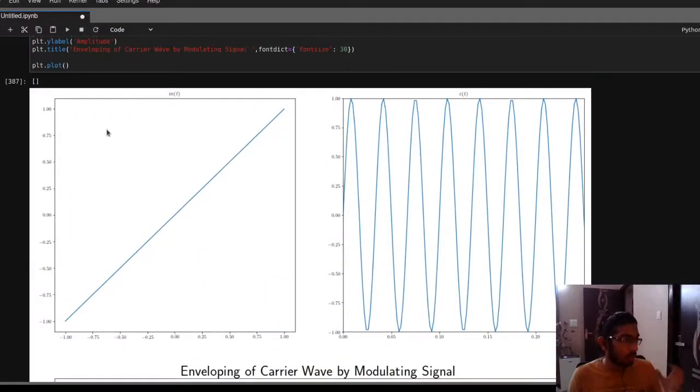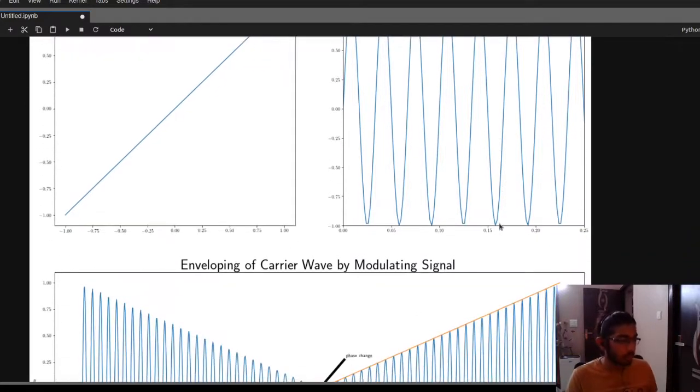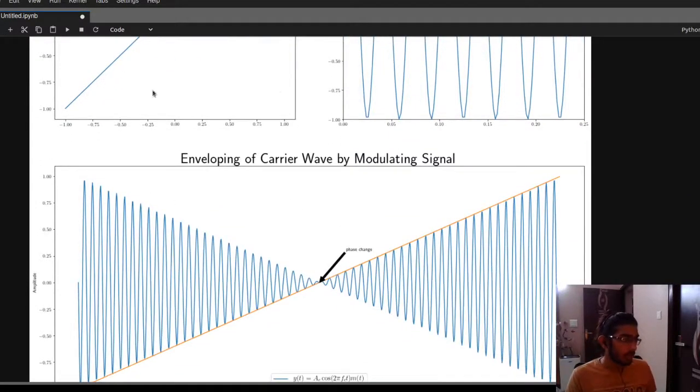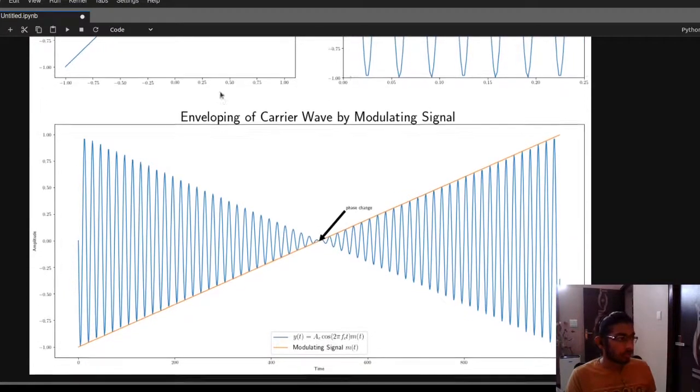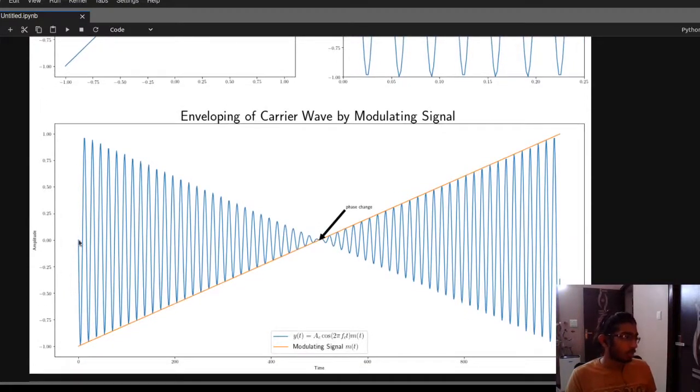So basically we have a modulating signal. Let's just take y is equal to x for now, and we have a carrier signal which is, say, a sine wave or cosine wave. When we multiply them, what we get is a double sideband suppressed carrier modulation. The blue one is how the multiplied version looks: y of t is equal to Ac cos 2 pi fc t, which is basically c of t, multiplied by m of t. So now you can see that it is the carrier wave which is being enveloped by the modulating signal.